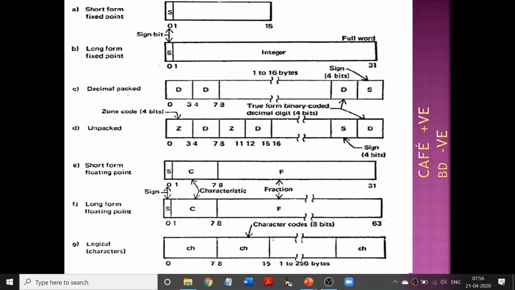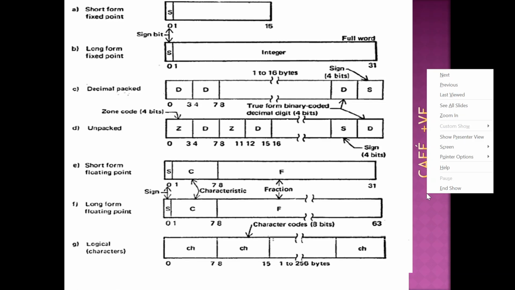See the format. CH here means one character I'm going to place there. How many bits are required to place one character? 0 to 7, 8 bits. Next character 8 to 15, and so on. So how many characters can I have in total? I can have 256 characters. The symbol which is here means that it's going to go on.